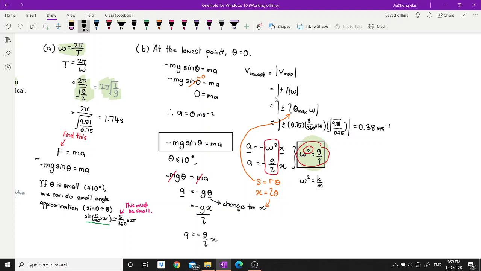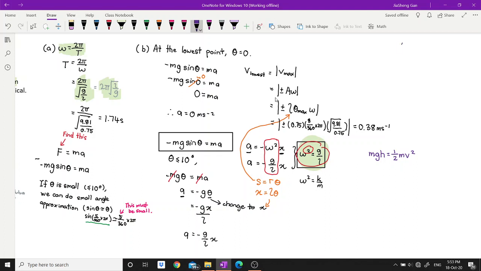There are a few other ways to get this speed when it's at the lowest point. There are many ways of getting it. Let me demonstrate one more way. Okay, I'll use a purple pen probably. The other way is using what you learned in chapter 5, the principle of conservation of mechanical energy. So mgh is equal to half mv squared.